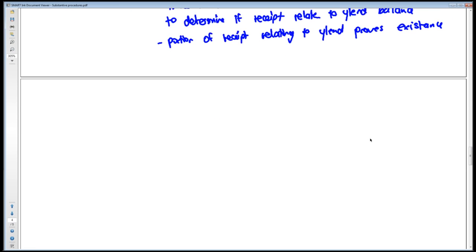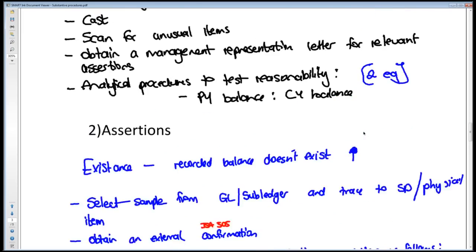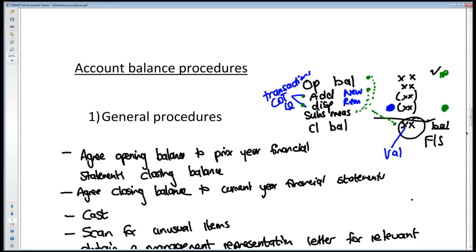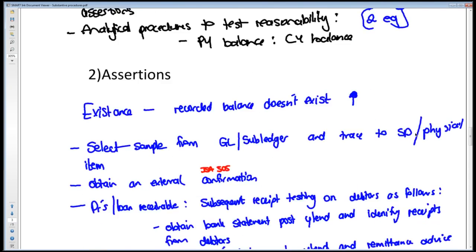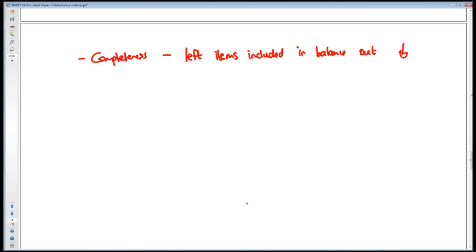So my opposite to this is completeness. And it's the risk that they have left items that should be included in the balance out. They're not in the balance, they should be, and therefore they've understated. So if I look here again, there was an addition that they didn't record. So initial transaction was not recorded, but then at year end, that closing balance, it's still missing. So it should have been recorded, wasn't recorded initially, and now my closing balance is wrong because of that initial recognition not actually being recorded.